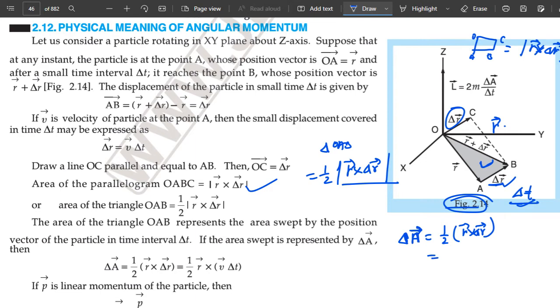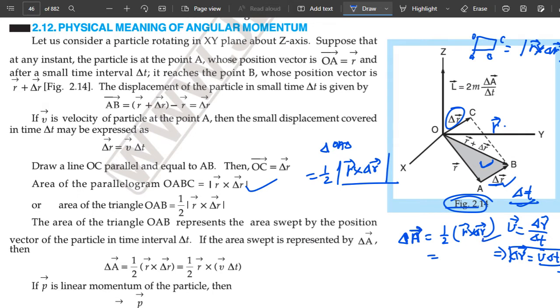Now the object moves from point A to B in time delta t, with the position vector delta r. Then the velocity during this motion, v, is equal to delta r upon delta t. That means delta r is equal to v into delta t. No doubt. Now we put the value of delta r here.